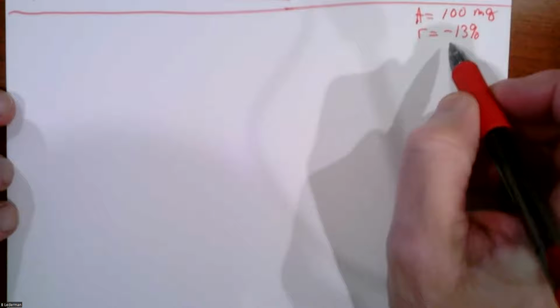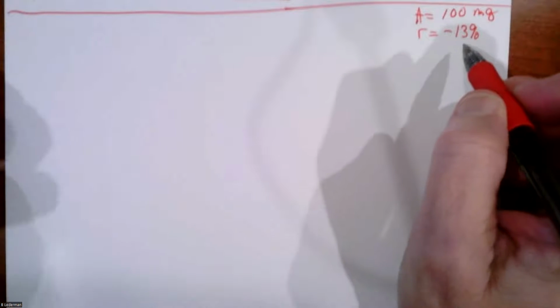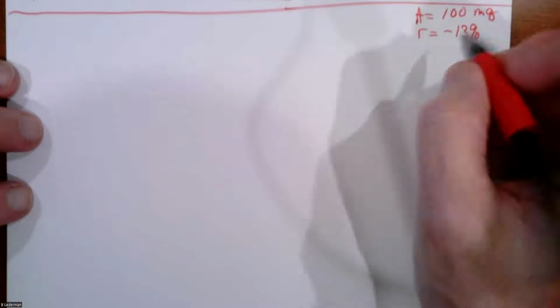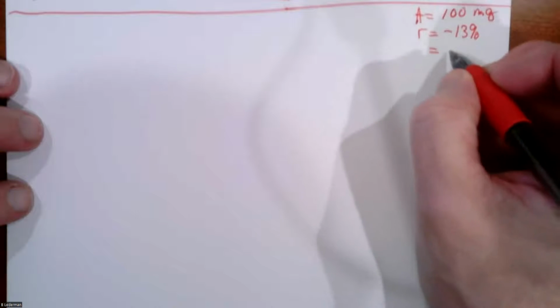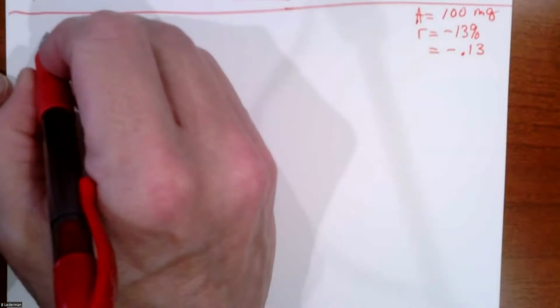Okay, so the initial amount was 100 milligrams. The rate of growth, so to speak, is negative 13% because you're decreasing, not increasing. So that's equal to, of course, negative 0.13. Okay, so Q is the quantity.